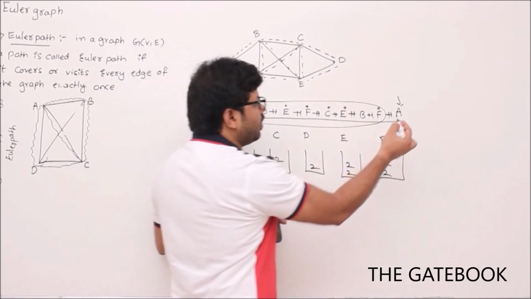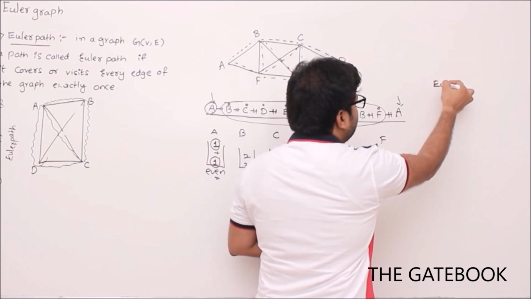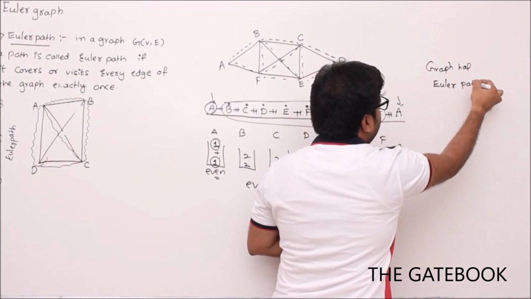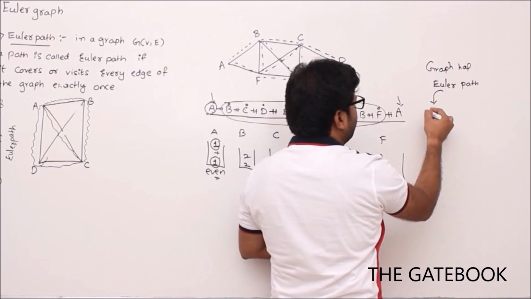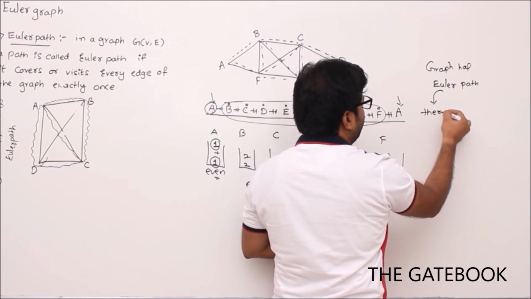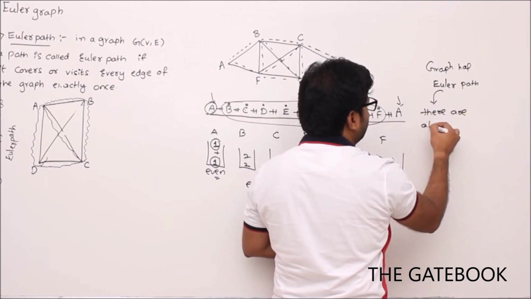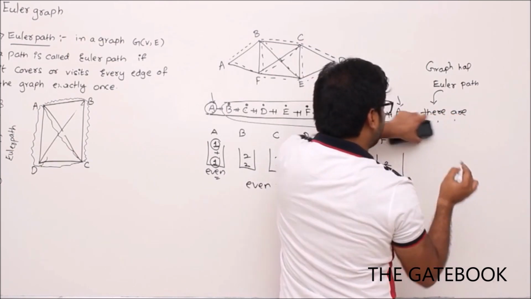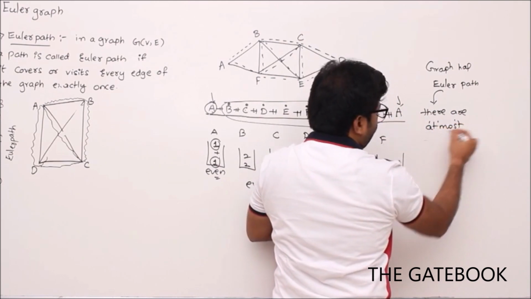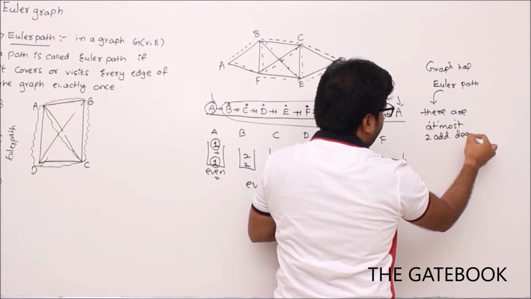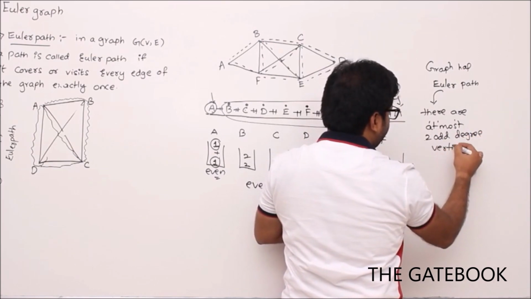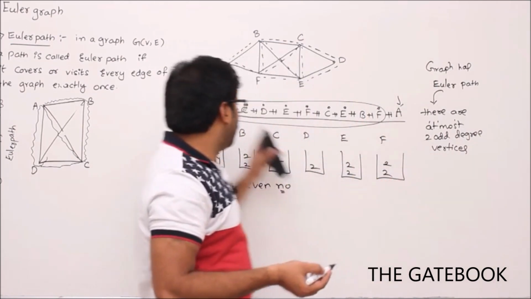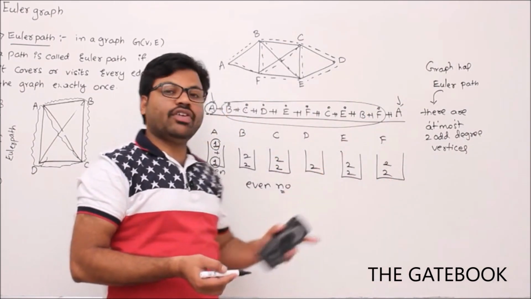Let me write here. Whenever a graph has an Euler path, then there definitely exist, not at least, right, at most 2 odd degree vertices, that you should remember. Okay, that is what we observed. And if that path becomes a circuit, then definitely every vertex degree is even.